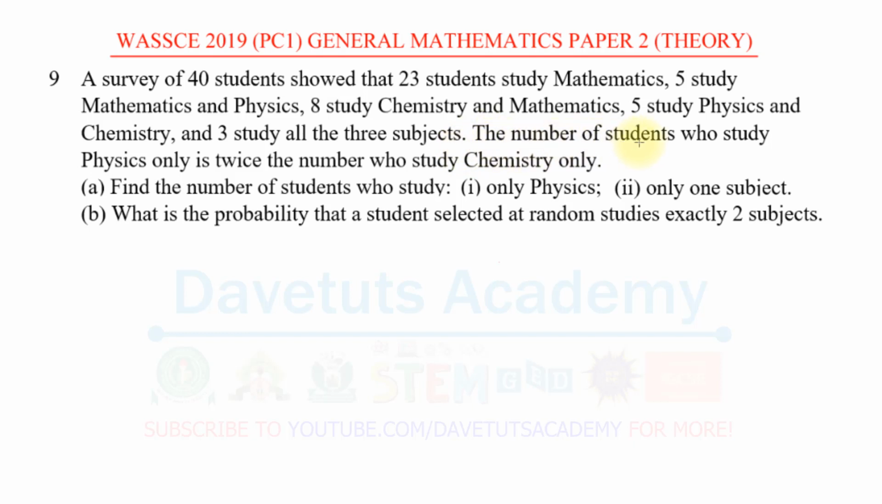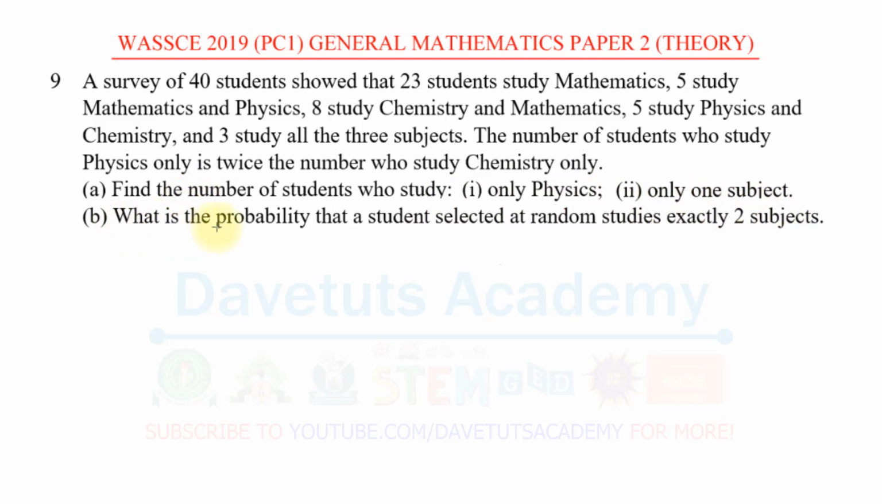So we are told that the number of students who study physics only, we need to notice that physics only is twice the number who study chemistry only. So with this information, we are to find the number of students who study only physics and then only one subject. Then we are to find the probability that the student selected at random studies exactly 2 subjects.